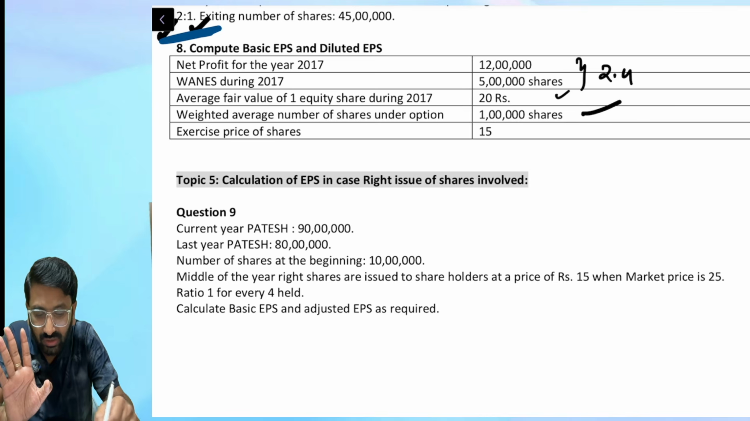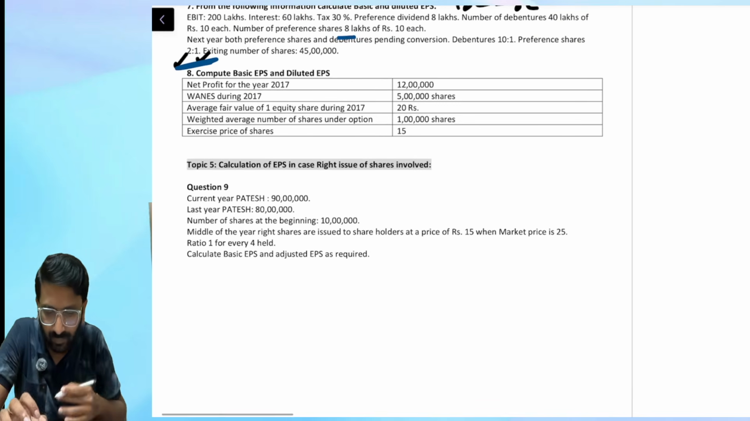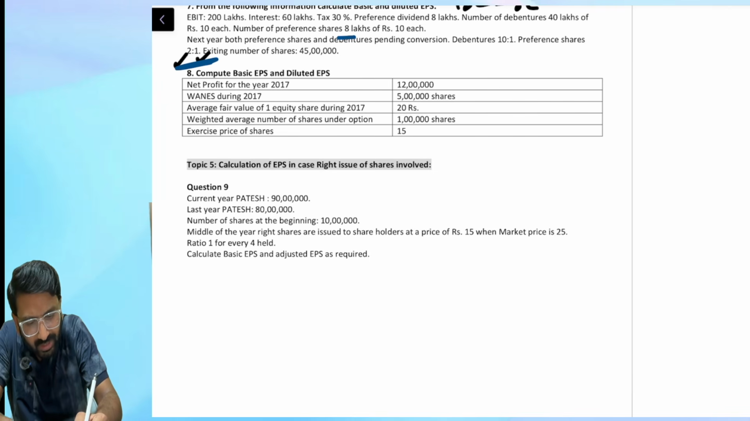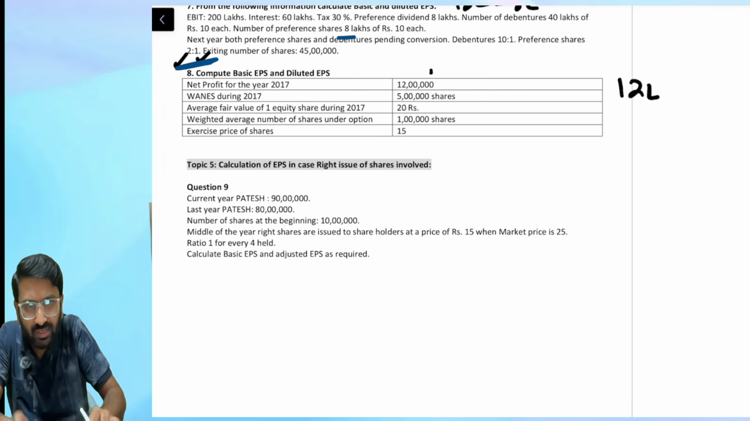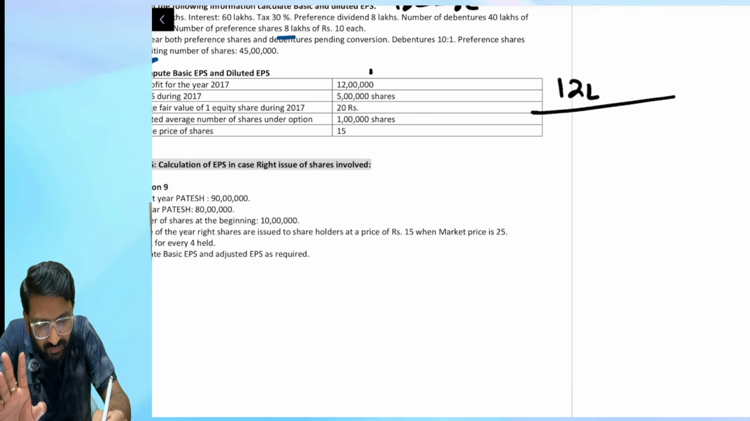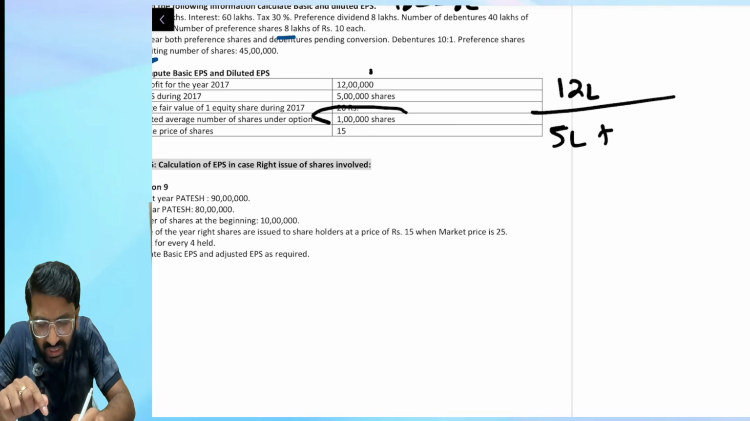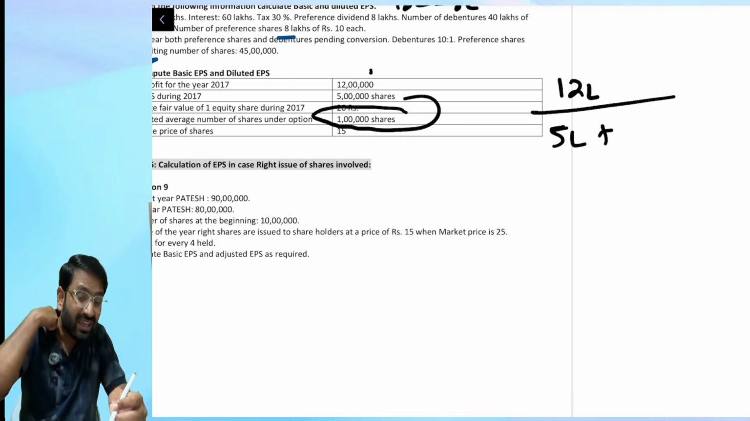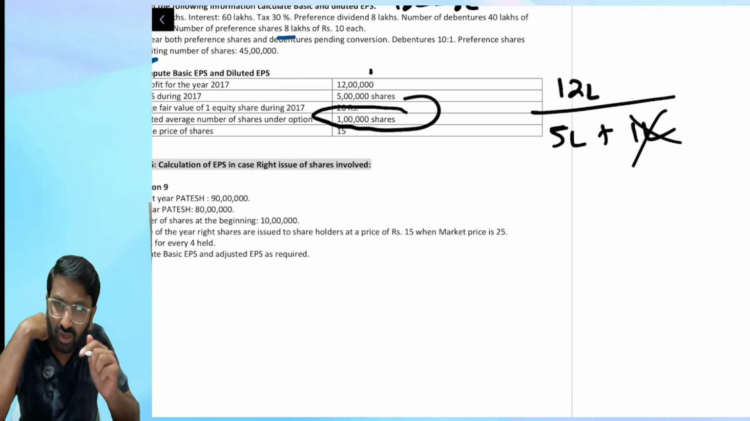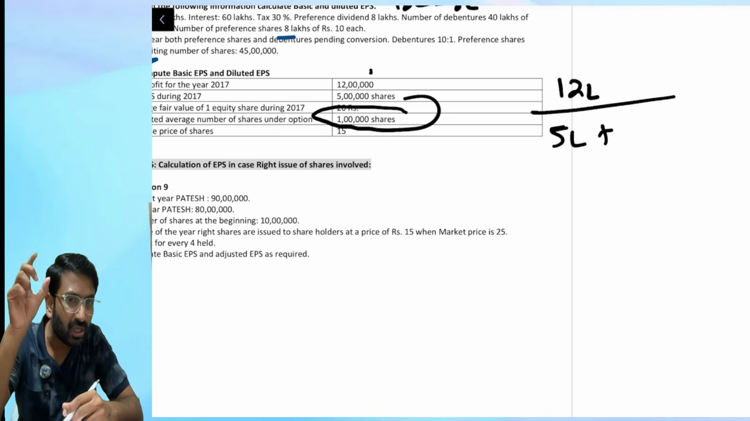Now, observe the things carefully. How do you calculate a diluted EPS? Numerator will be 12 lakhs; numerator has no change. Divided by what? The existing number of shares, 5 lakh. In the next year, how many options are outstanding? 1 lakh. But I cannot add the entire 1 lakh here. That is not right. Because when you are finding out diluted EPS, what is the meaning of diluted EPS?